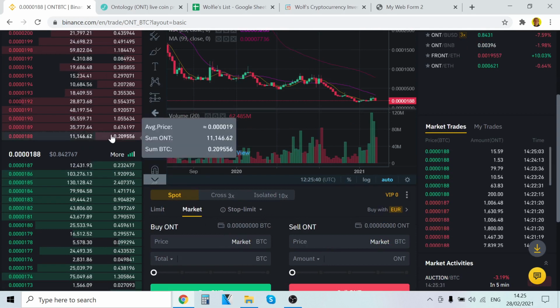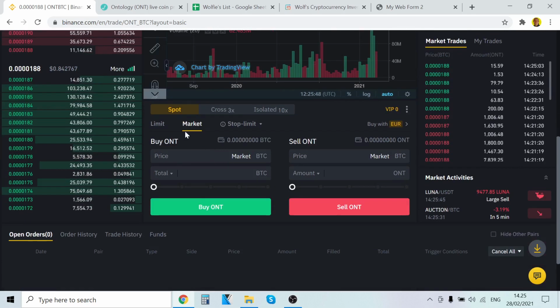Market buy means that Binance will automatically give you the best pricing. Okay, so it already takes the best pricing possible. So with that being said, click the market buy, and then where it says buy ontology, here you can select how much ontology you want to buy.